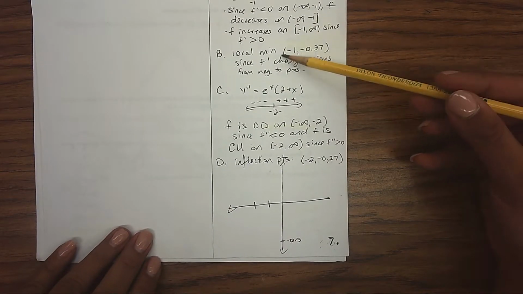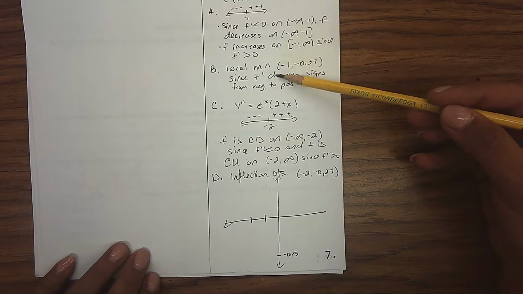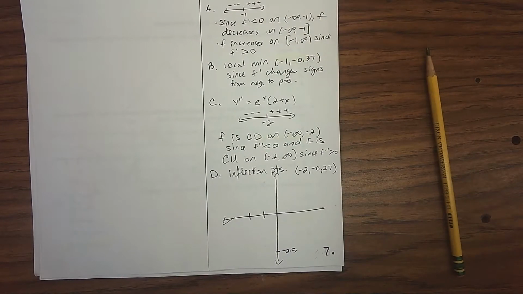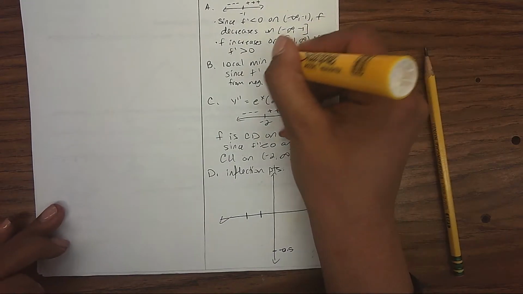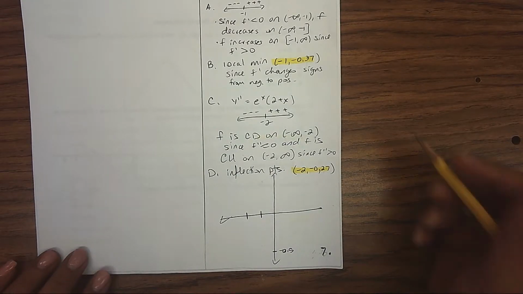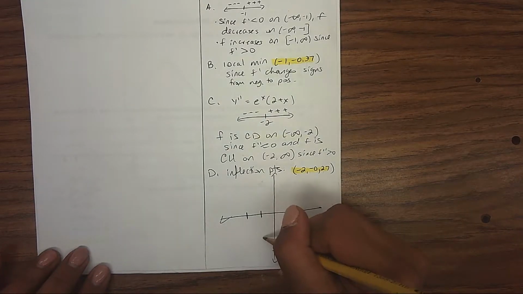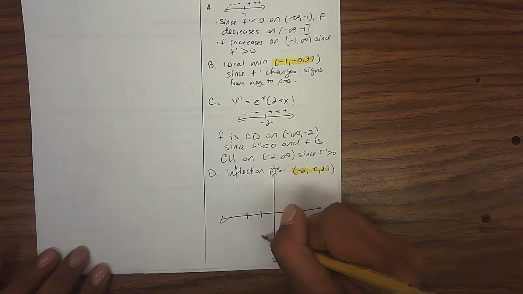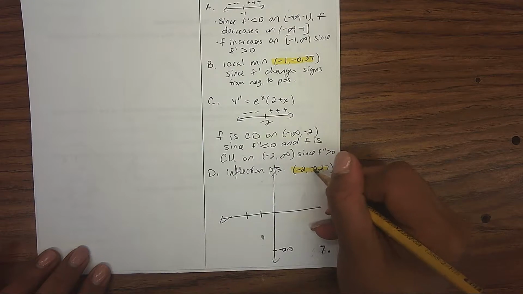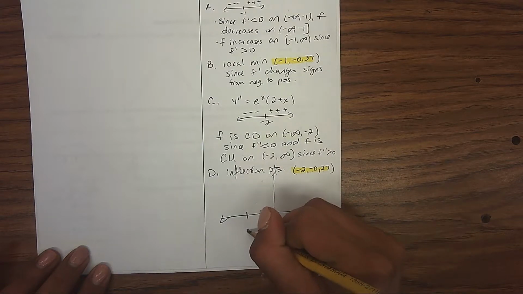This local, where is that local min? This local min, plot that, and plot the inflection point as well, if you haven't already. And this is about here, that inflection point. So sorry, the local min, and the inflection point is about here.